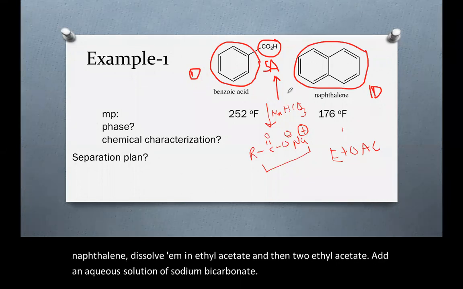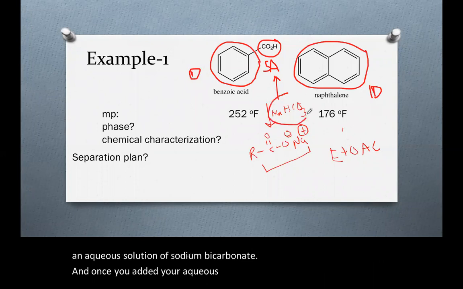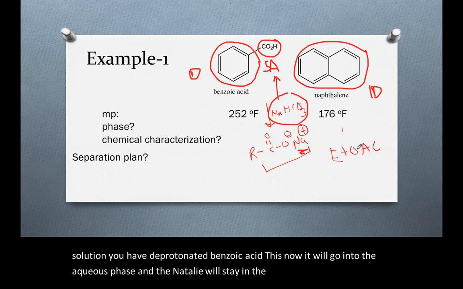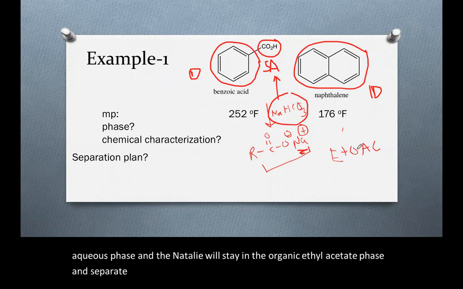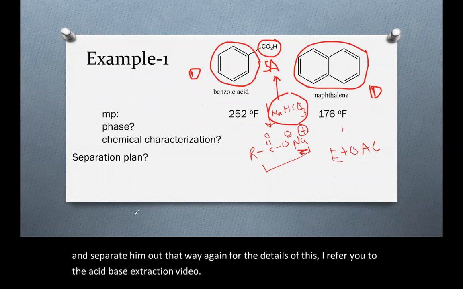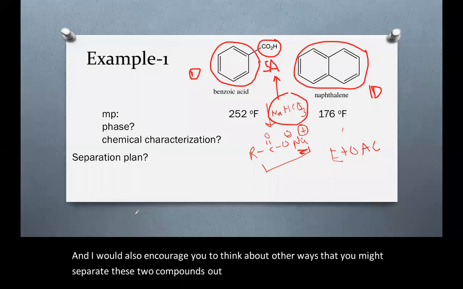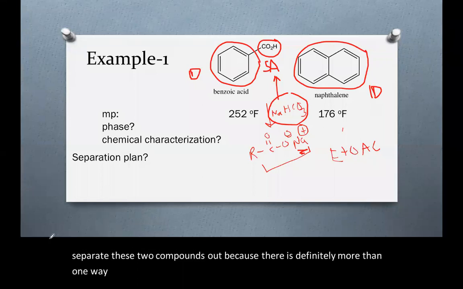And once you've added your aqueous solution of sodium bicarbonate to that solution, you have deprotonated benzoic acid. This now will go into the aqueous phase, and the naphthalene will stay in the organic ethyl acetate phase and separate them out that way. Again, for the details of this, I refer you to the acid-base extraction video. And I would also encourage you to think about other ways that you might separate these two compounds out, because there's definitely more than one way theoretically that would work.